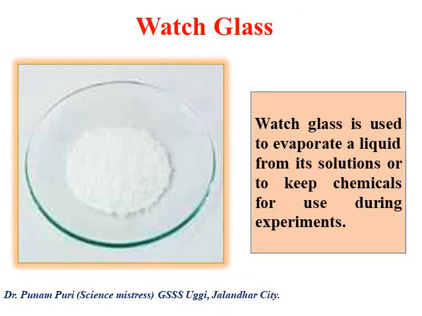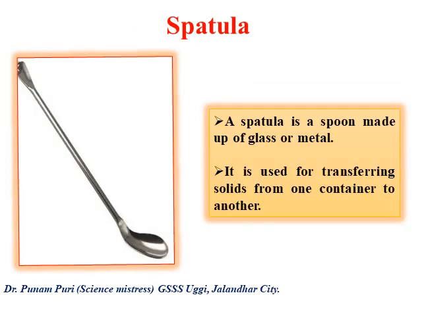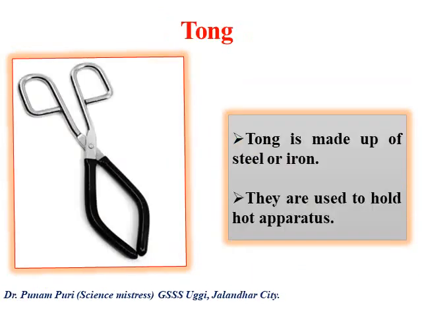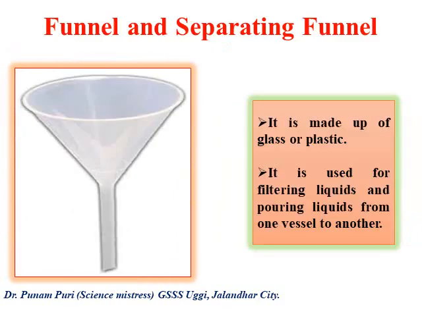Watch glass. It is used to evaporate a liquid from its solutions or to keep chemicals for use during experiments. Spatula is a spoon made up of glass or metal. It is used for transferring solids from one container to another. Tong. It is made up of steel or iron. They are used to hold hot apparatus.